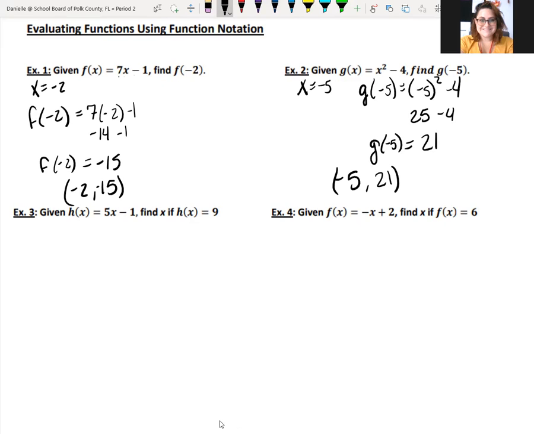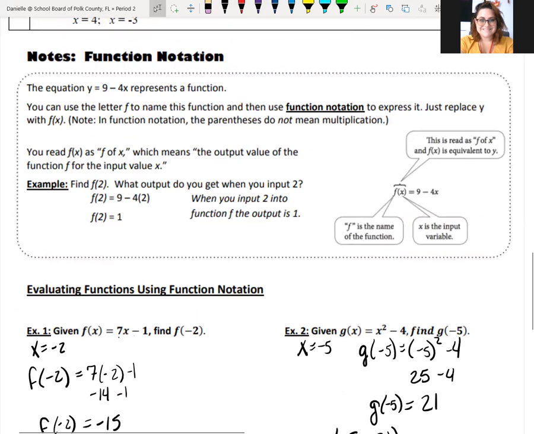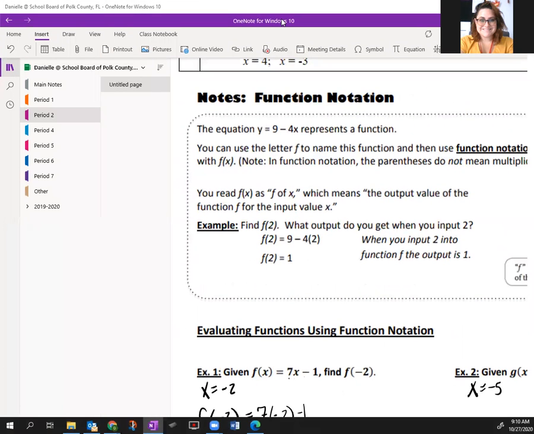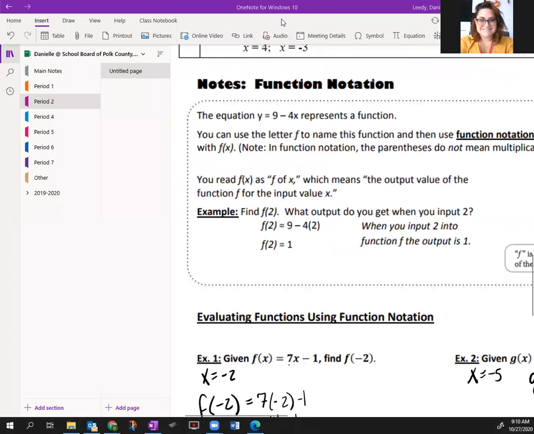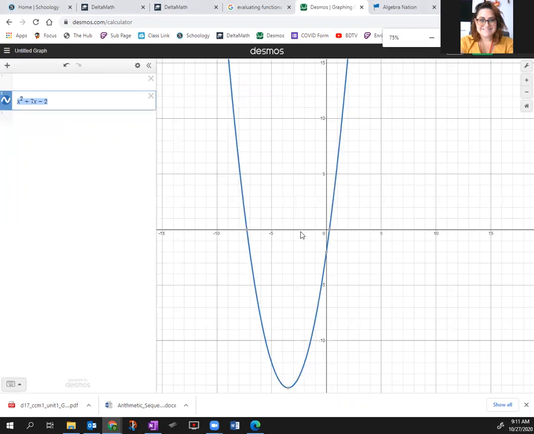On the last ones, I don't believe I put a graph on here. So let's go ahead and pull up a graph, and we can talk about how to identify it from a graph. I've just come up with kind of a random equation, x squared plus 7x minus 2, and this would be the graph for that.